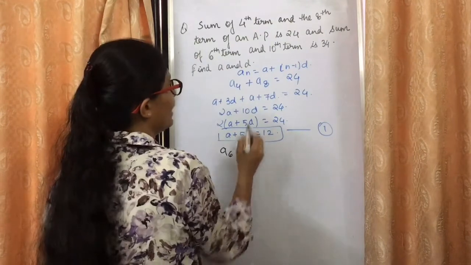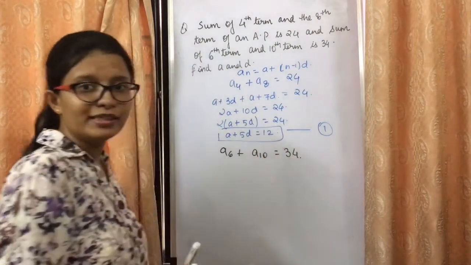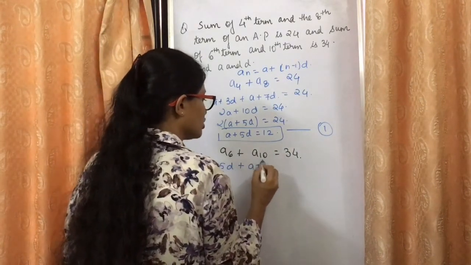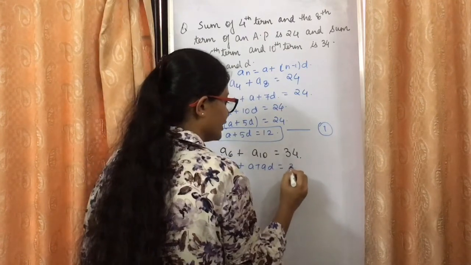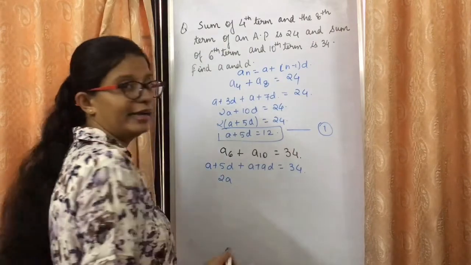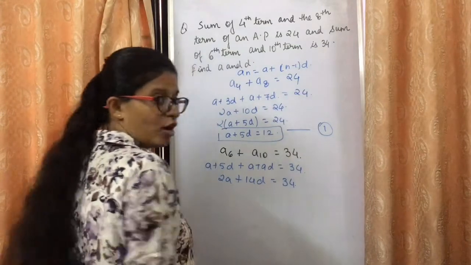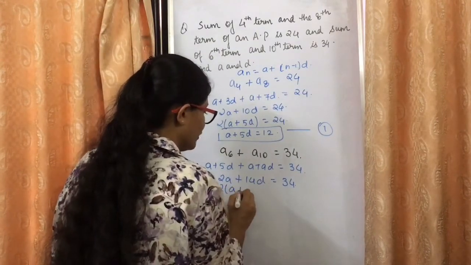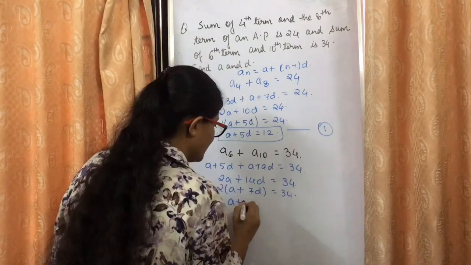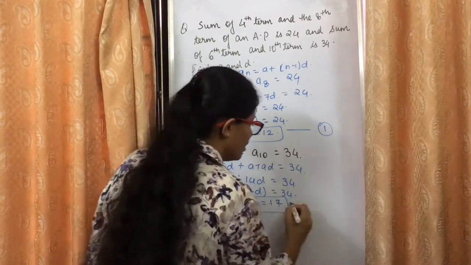Again solving by the same way. A6 को A plus 5D लिख सकते हैं. A10 को A plus 9D लिख सकते हैं. A plus A will give you 2A. 5D plus 9D will give you 14D is equal to 34. Again you can take 2 common from the equation. You will get A plus 7D is equal to 17. So this is equation number 2.